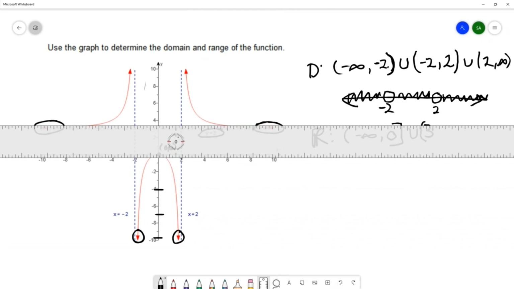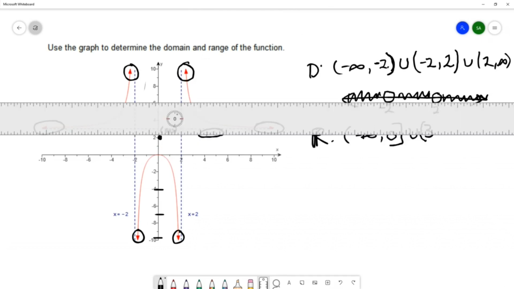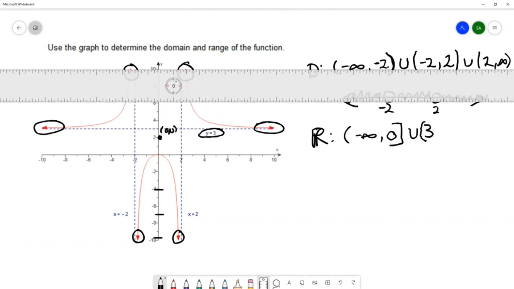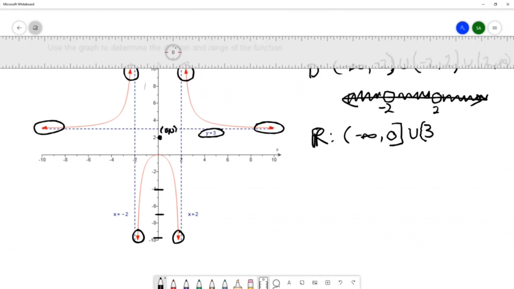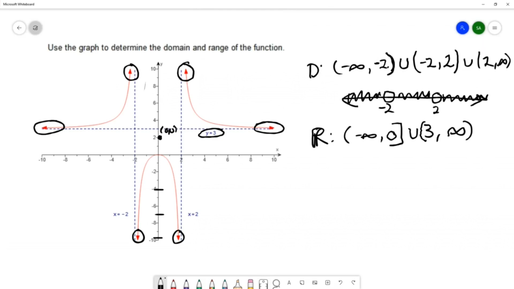And then as we continue, you can see these arrows at the top. And these pieces of the graph go on forever, and all of the y values are covered. So my range will continue to infinity. So we found the range to be -infinity to 0, 0 included, union with 3 to infinity.